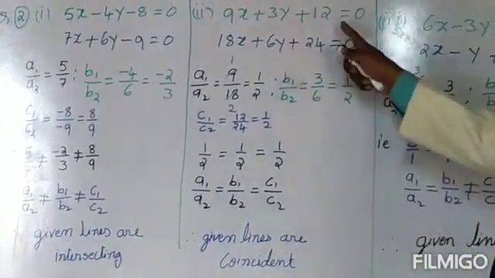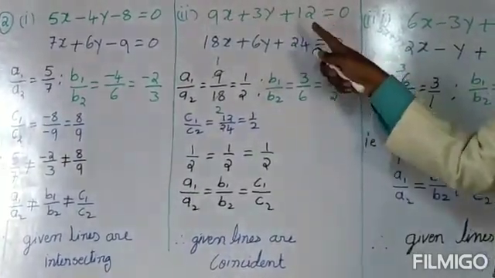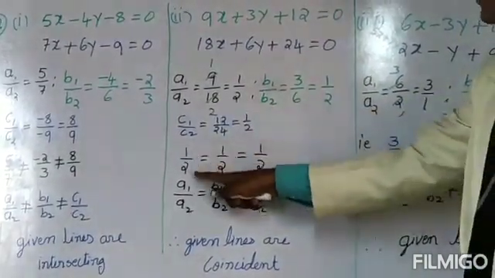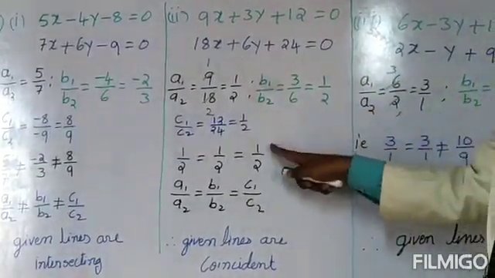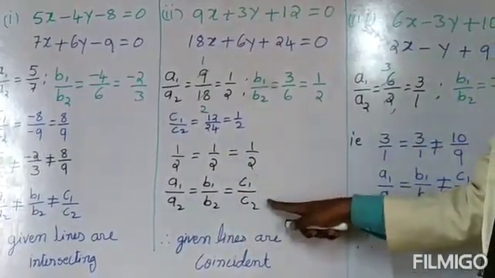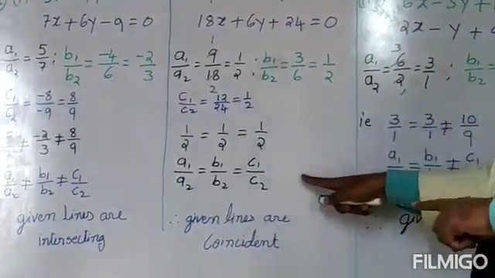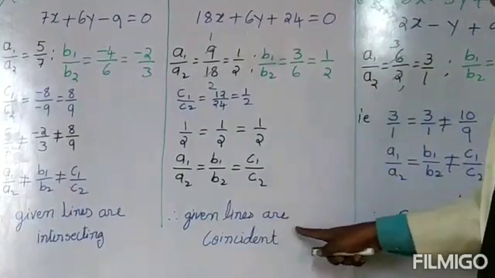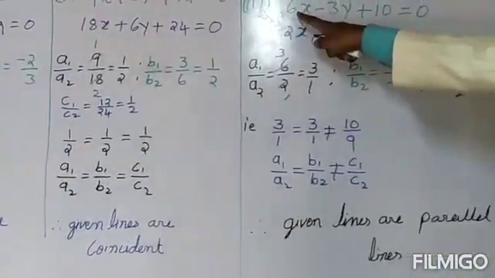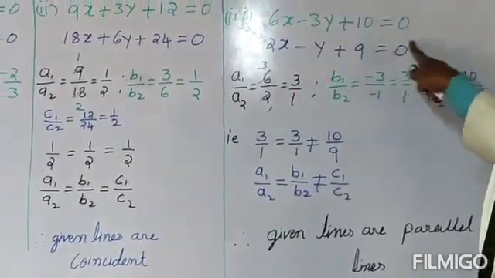In the second also, same as before, 2 equations are given. Coefficients also given: a1, a2, b1, b2, c1, c2. By substituting you are getting 1 upon 2, 1 upon 2, 1 upon 2. I mean a1 upon a2 equal to b1 upon b2 equal to c1 upon c2. I mean all are equal. So this geometrical representation shows you the given lines are coincident. Come to the third one here. See here 6x minus 3y plus 10 equal to 0, 2x minus y plus 9 equal to 0.